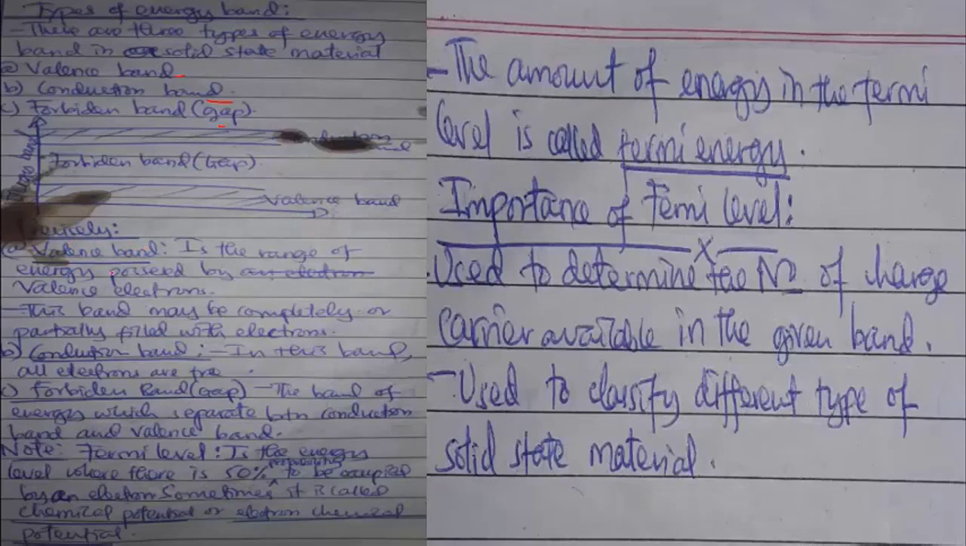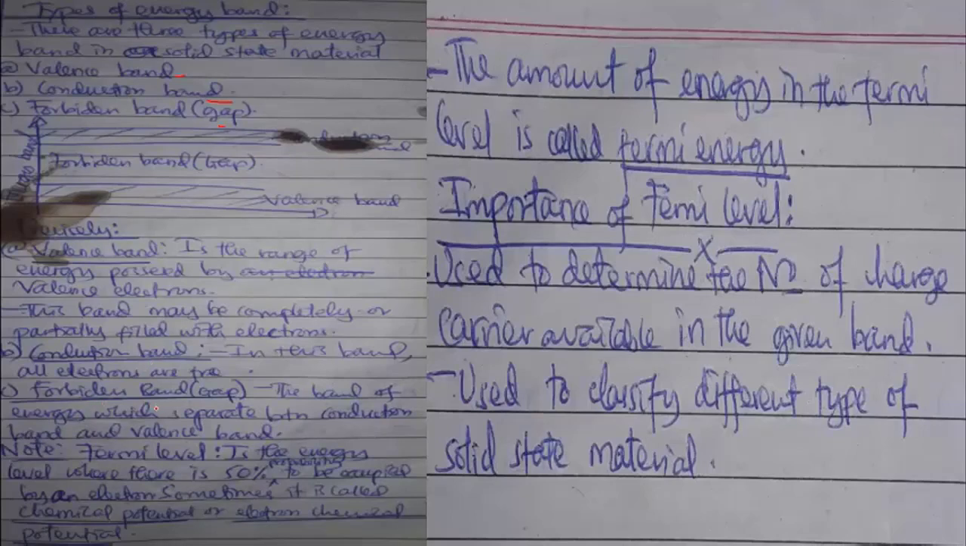So precisely, valence band is the range of energy possessed by valence electrons when they are not excited, when they are at rest. This band may be completely or partially filled with electrons. Again, you have conduction band. In this band, all electrons are free to move, so that electrons, when they attain energy of this level, they start conducting. That's why it is called conduction band. So when they attain these energies, they start conducting electricity.